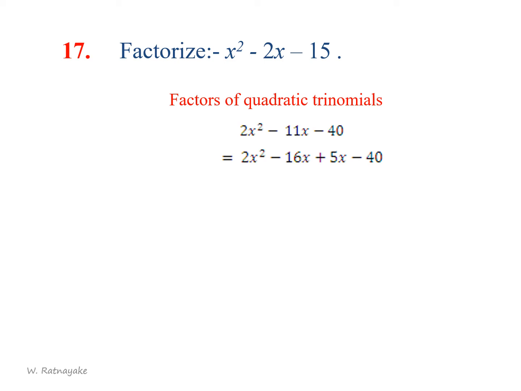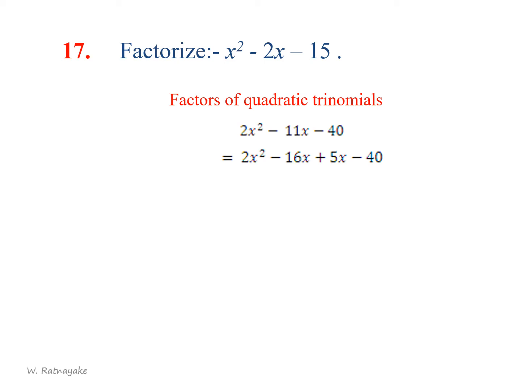When you multiply 2x squared and minus 40, you get minus 80x squared. When you multiply these two also, you must get minus 80x squared. To get minus 80x squared, minus 16x and plus 5x you have to multiply. That is the rule. The product of two extreme terms must be equal to the product of two interior terms. So that is the rule to break this middle term into two terms.